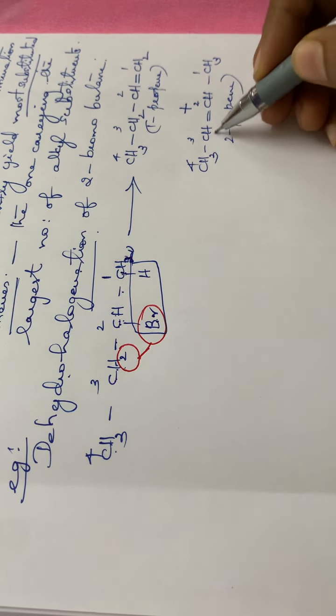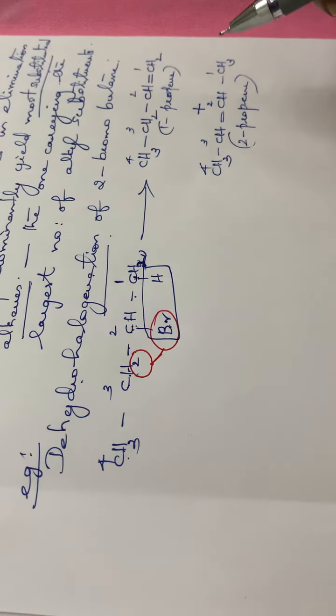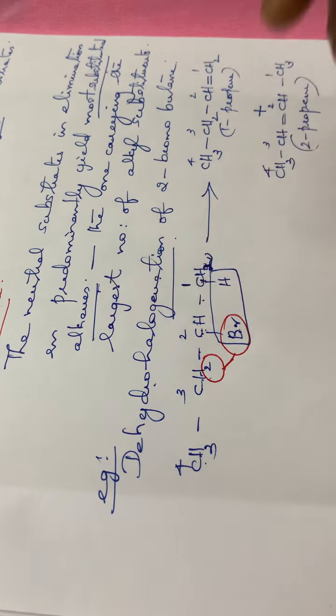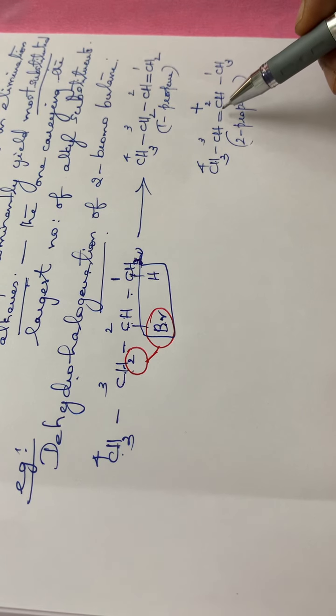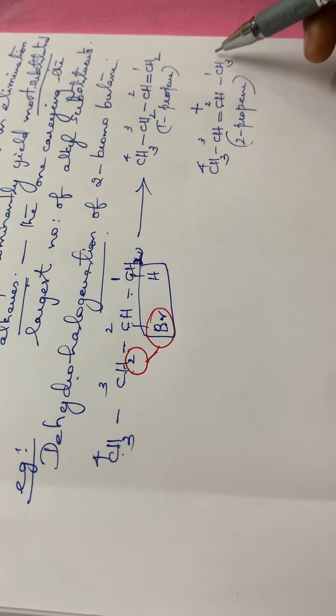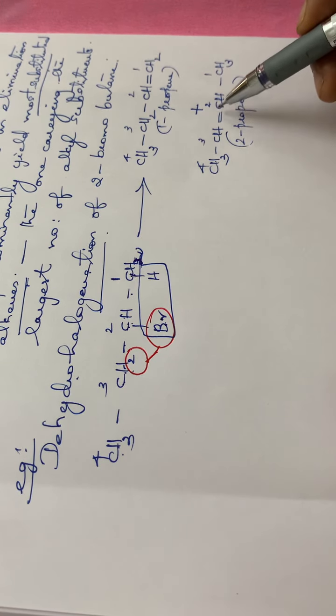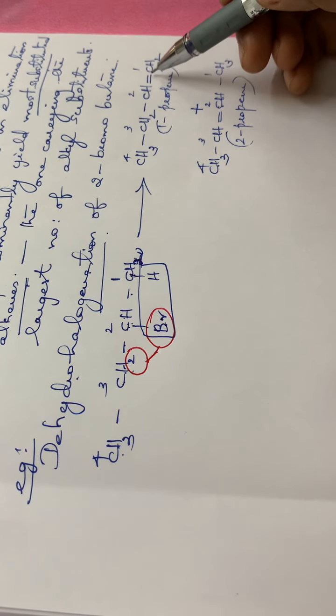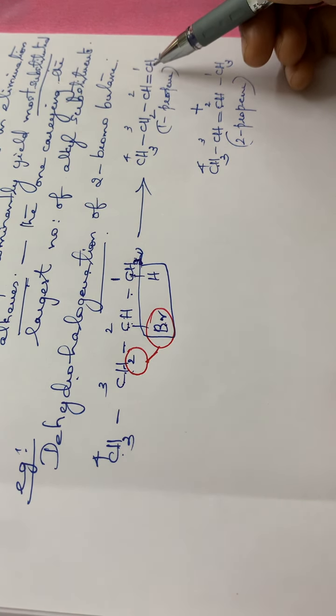At the second carbon atom, a double bond. Okay. So what about the rule? For neutral substrates, the most substituted alkene will be the product. So the most substituted alkene, or the one carrying the largest number of alkyl substituents, means it is 2-propene, isn't it? Across the double bond, here 2 carbon atoms, here also 2 carbon atoms. But at this position, it is having the least substitution, isn't it?